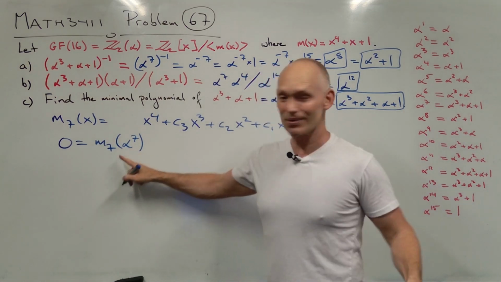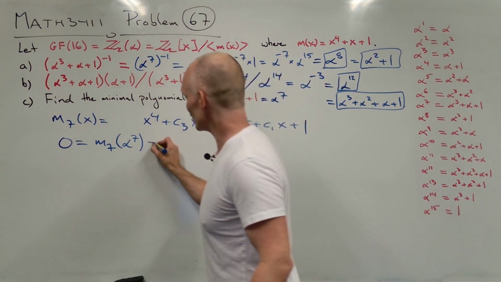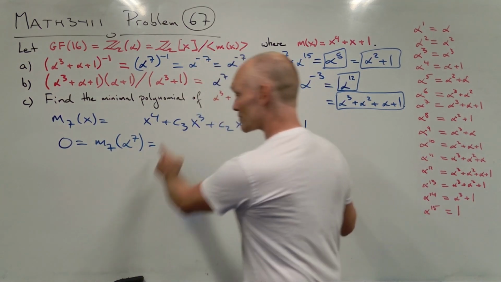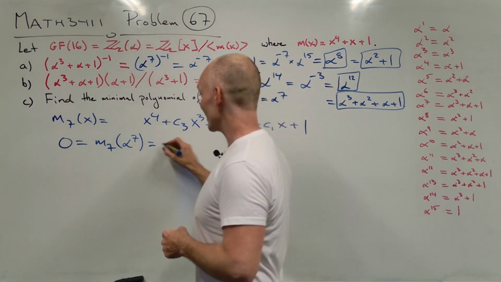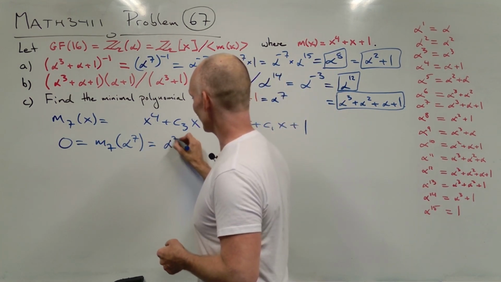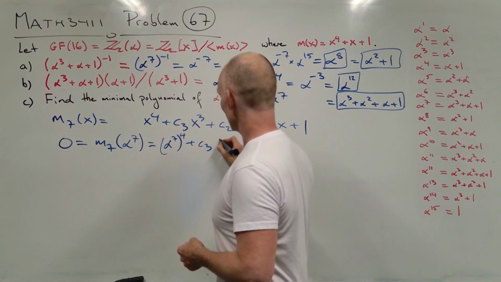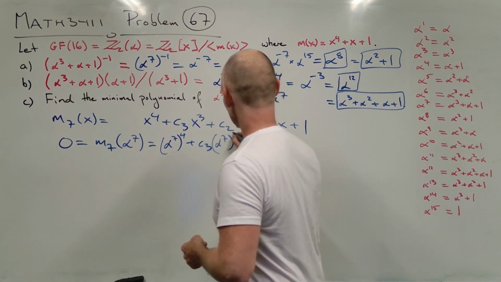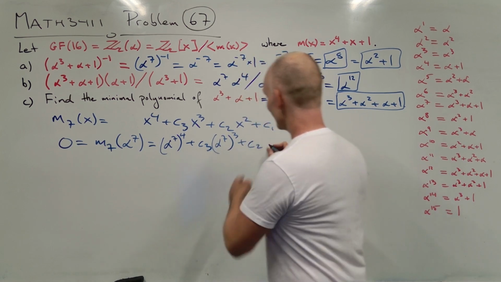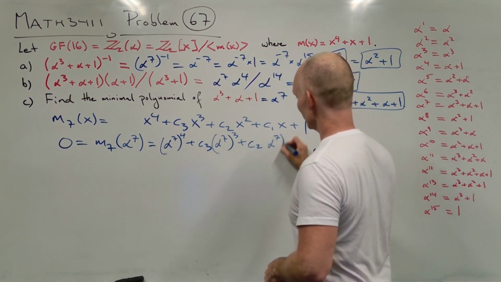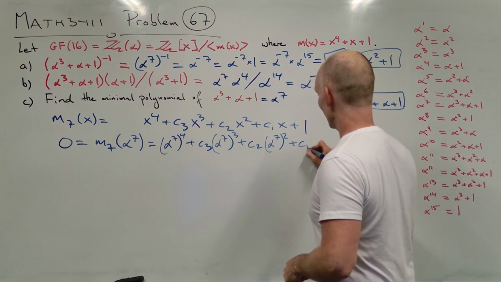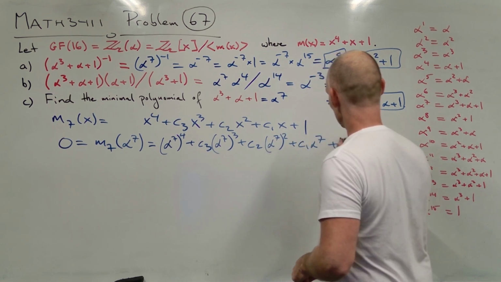So 0 is equal to this, which is equal to what we get when we evaluate this expression here in terms of alpha to the power of 7. So alpha to the power of 7 to the power of 4 plus C3 times alpha to the power of 7 to the power of 3, and so forth and so on. So C2 times alpha to the power of 7 squared plus C1 alpha to the power of 7 plus 1.